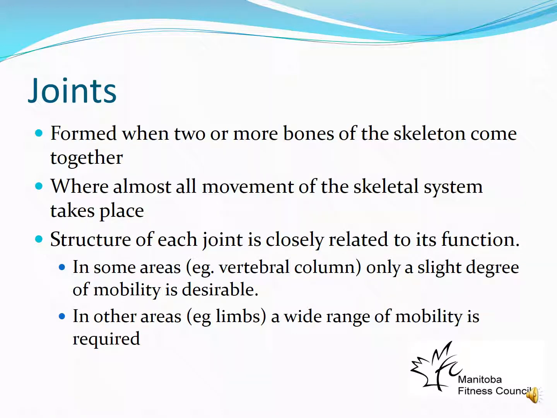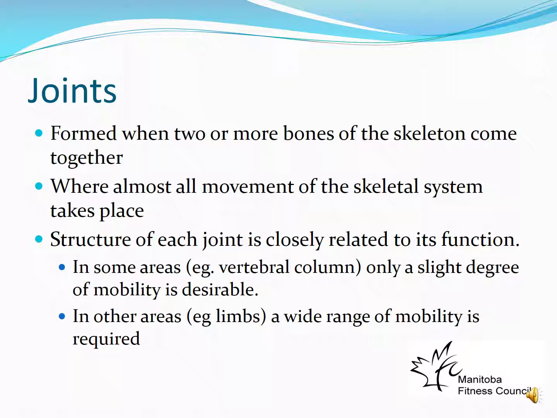So let's start talking about joints. Joints are formed when 2 or more bones of the skeleton come together. So these are our joints. Almost all the movement in the skeletal system takes place at a joint. What is really happening there are you have 2 bones that come together and you have a muscle that will move those 2 bones. Okay?